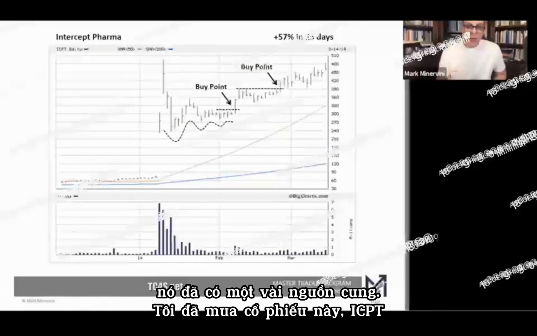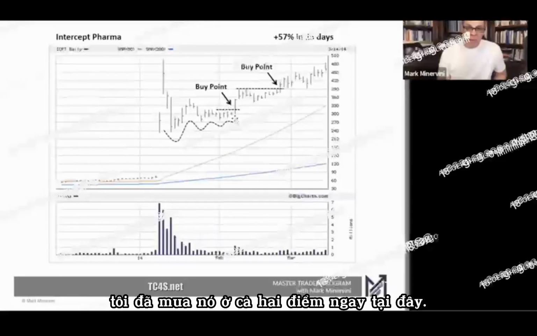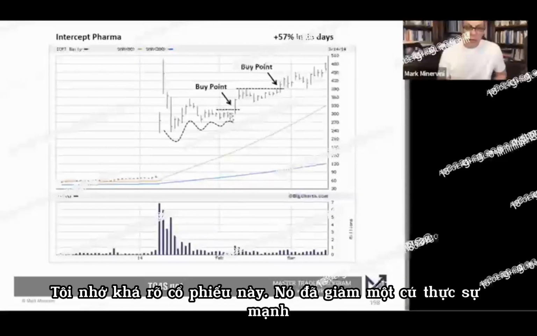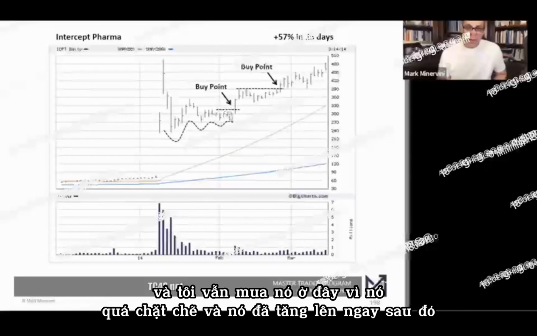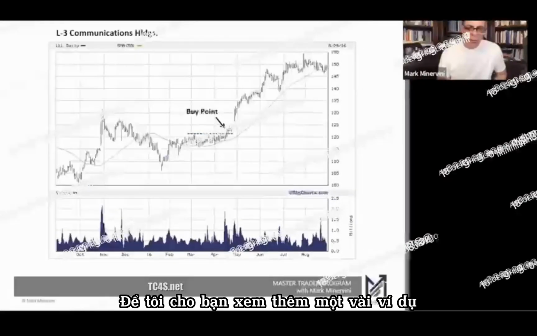I did buy this one here, this ICPT. I bought it at both these points right here. I remember this actually quite well. It was actually a big decline, and I still bought it here because it was so tight and it just took right off. And then up here, I got even more aggressive on it. Let me show you a few more, and then we're going to move on.